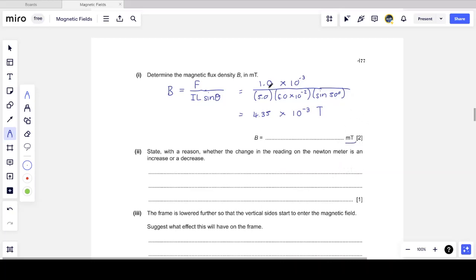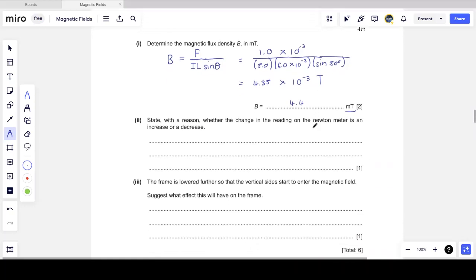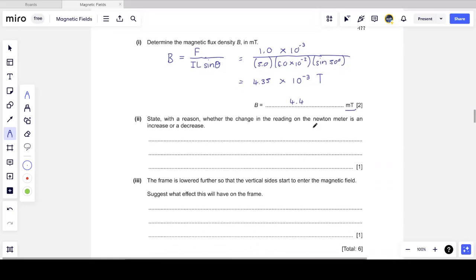But I have to be careful. I have the force given to two significant figures. I also have the current and the length of the wire as two significant figures. So there's no reason why my answer should have 3. And so this is 4.4 milliteslas. And that's the strength of the flux density. That's the magnitude of the field at any point. Since it's uniform, at any point the field has the same strength.